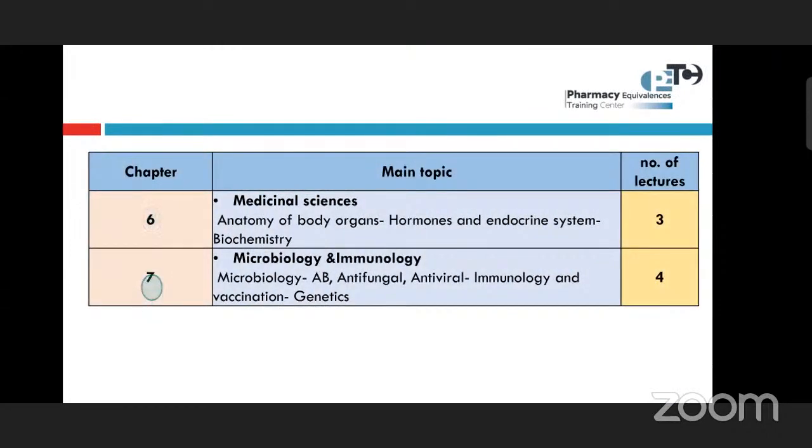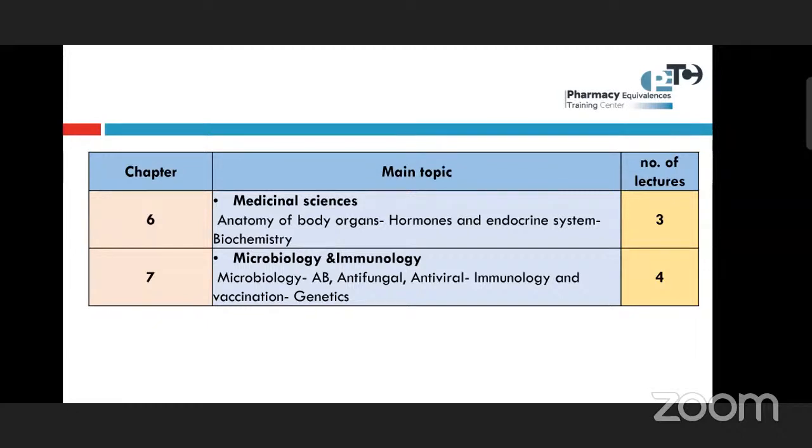The following chapter will be medicinal sciences. Medicinal sciences here is a small chapter. It will deal with the body system, all organs in the body system, the physiology and histology of those organs. Okay, also the endocrine system and hormones, and some small topics related to biochemistry and vitamins.